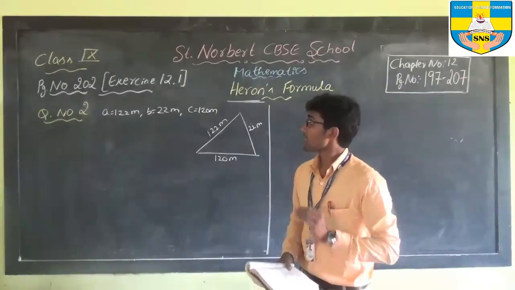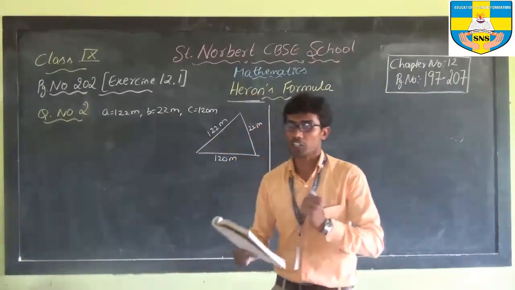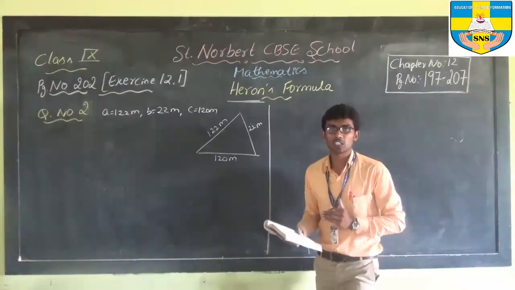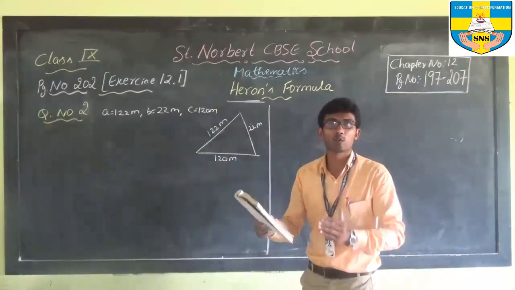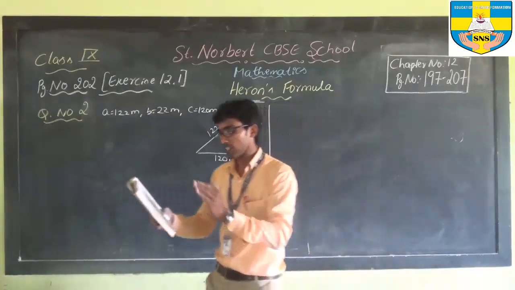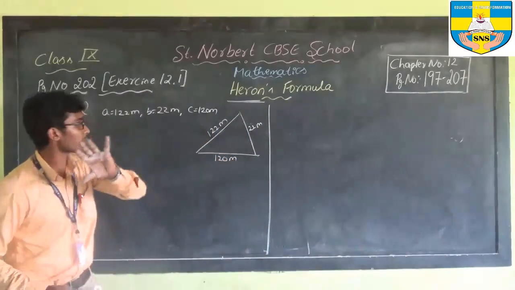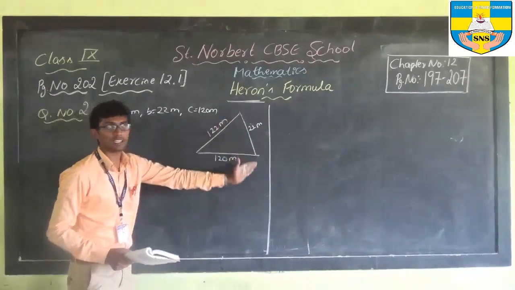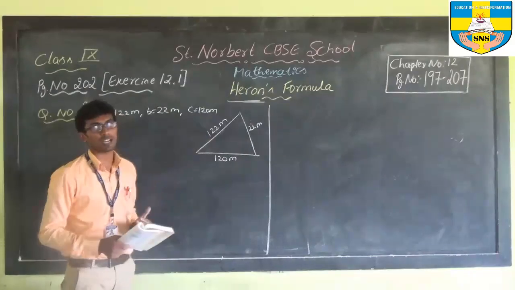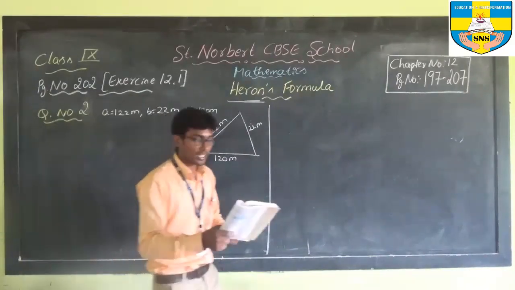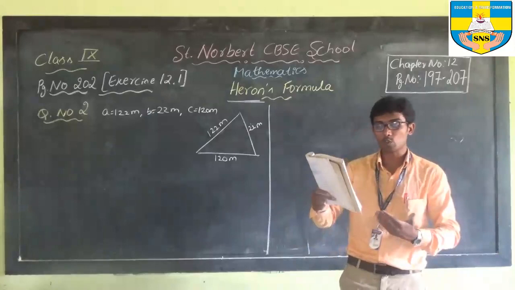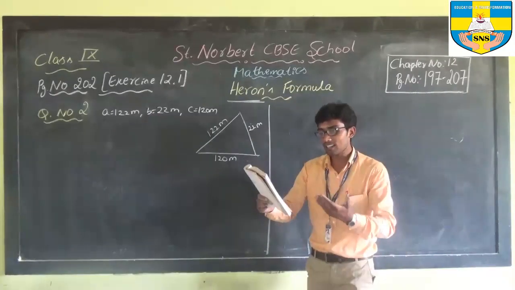Now we are in exercise 12.2, question number 2. When you read the question, you can see that there is a flyover, and in that flyover there is a place for the advertisement, and that place is in the form of a triangle. They are asking what is the area of the triangle, and also we need to calculate how much rent they paid.